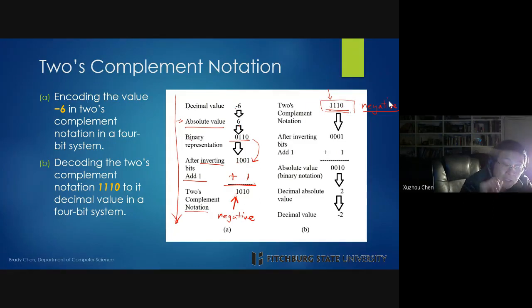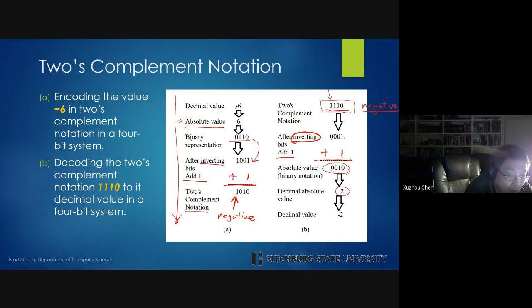Now, if it's a negative number, this is how we convert into a decimal. The first thing you do is invert the bits. Each 1 becomes a 0, and each 0 becomes a 1. Then we add a 1 to that number. So 0010 plus 1 gives 0011. Then we convert this binary number to a decimal number. What is the decimal value for this number? It's 0011, so that's 3, right?